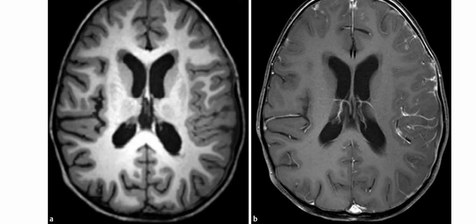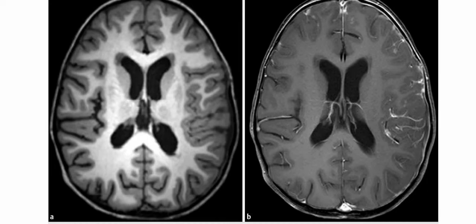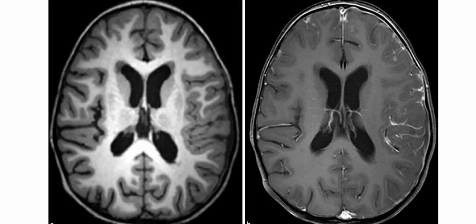So this is a young girl who is presenting with headache, altered mental status, and neck or back pain. So these are the axial T1 pre-contrast and post-contrast images, and they show that there is nodular leptomeningeal enhancement, which is involving the left more than the right frontal and left temporal lobes. Also, there is a small left temporal subdural collection.